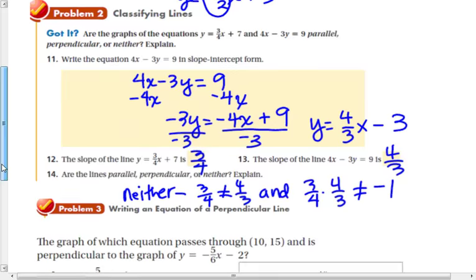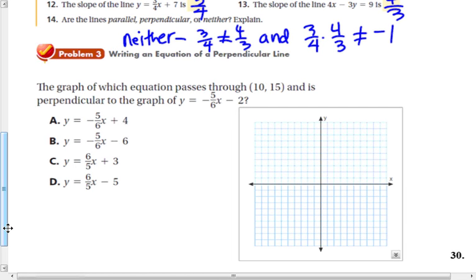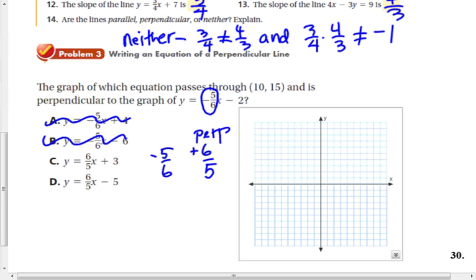All right, the next thing we're going to do is learn how to write the equation of a line that is perpendicular to another one. Okay, so first thing you want to do is figure out what the slope is. So we're going to look right here, since this is written in slope-intercept form. Our slope is -5/6. The slope of a line that's perpendicular to that will be the opposite reciprocal. So what I want to do is just flip it over. And since this one is negative, this new one needs to be positive 6/5. So I'm going to eliminate two choices here. We know it's one of these two now. Now it has to go through the point (10, 15).